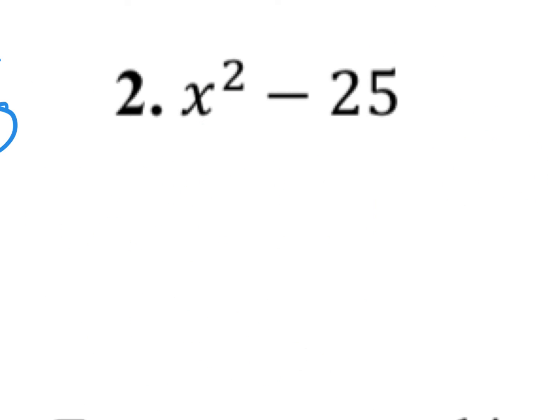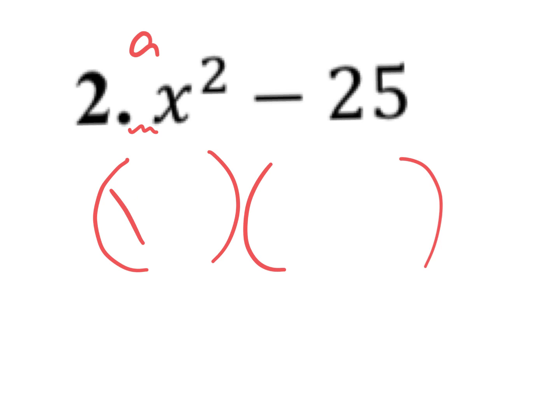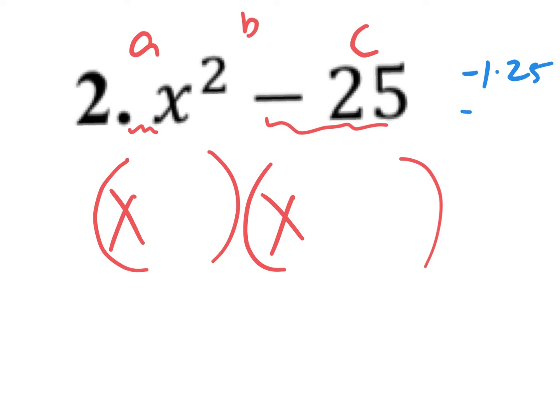Check this one out. This one's kind of weird because there is no bx term. The b value is 0. Now, because the a value is 1, again, I could think this. Set this up. And then you could think, what times what is your c value, negative 25, that if you combine together is your b value, which is 0 because there is no middle term. So even if I try to make a list, right, negative 1 times 25 or negative 5 times 5, there's only two options. Which pair of numbers combines together to give you the middle value, which is nothing? The negative 5 and the positive 5, right? So there's your combo, negative 5, positive 5.